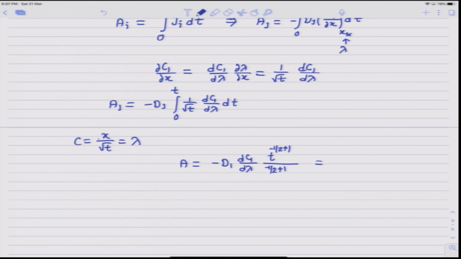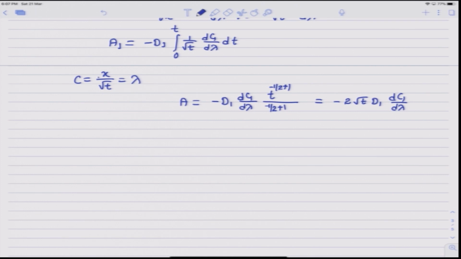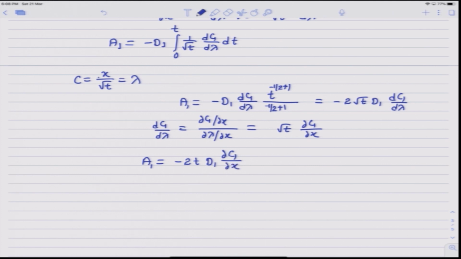which should be minus 2 root t D1 times dC1/dλ. Again dC1/dλ we resubstitute as ∂C1/∂x divided by ∂λ/∂x, and that should be equal to root t times ∂C1/∂x, and so we get A1 should be equal to minus 2t times D1 times ∂C1/∂x, and this is nothing but J1, and we get the expression for Ai as 2t times Ji.